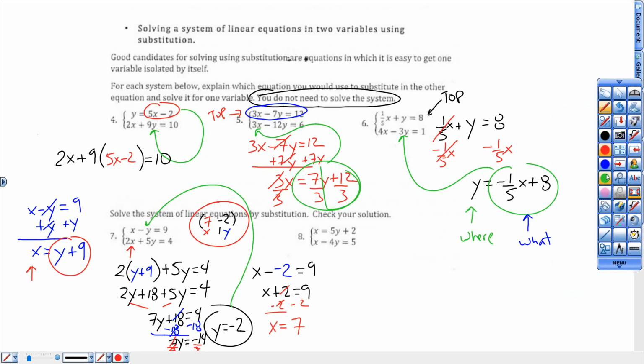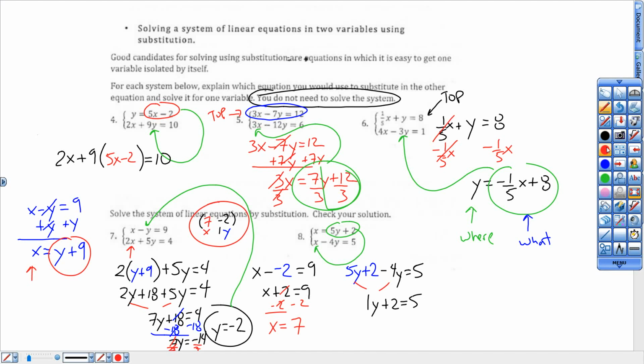This one tells me already what I'm going to substitute into the other equation's x. So here I go, where I have that x right there, I'm going to replace it with that 5y plus 2. That's going to go where that x used to be. And then I still have my minus 4y equals 5. And then again, always combine like terms before you do two-step equations. That gives me 1y plus 2 equals 5.